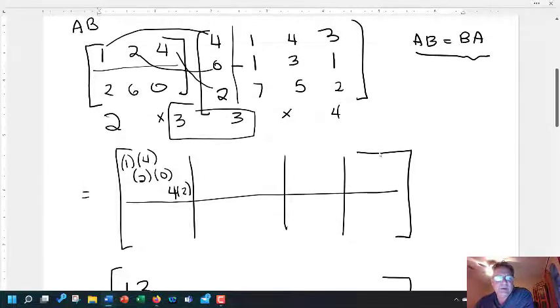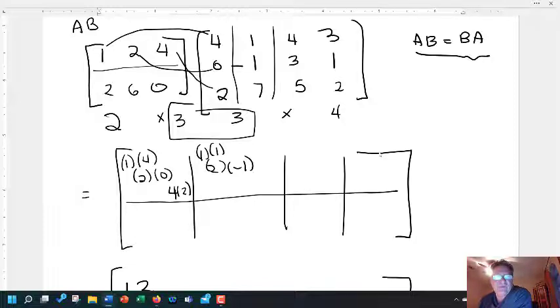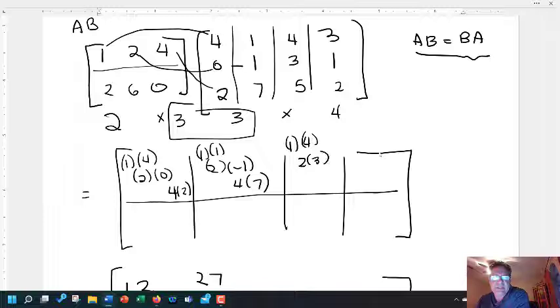Up here, we're going to do now the first row times the second column, exactly the same thing. So it'll be 1 times 1, 2 times minus 1, and then 4 times 7. If we do that, we will get 27. Then we'll do the first row, third column, I should say. So that's 1 times 4, 2 times 3, and then 4 times 5. We add that up, 30.